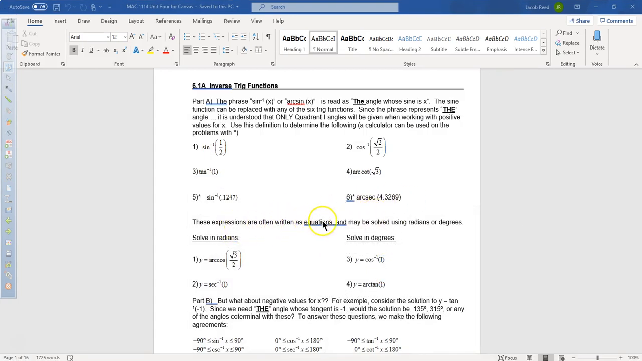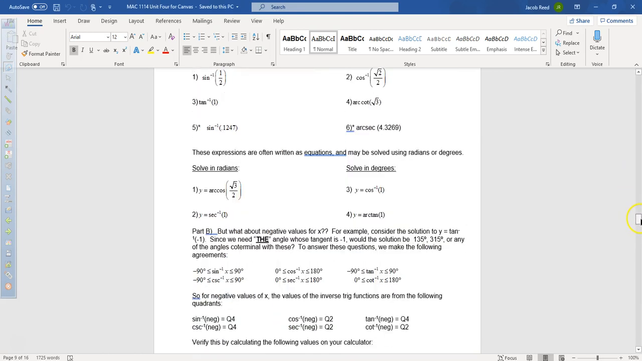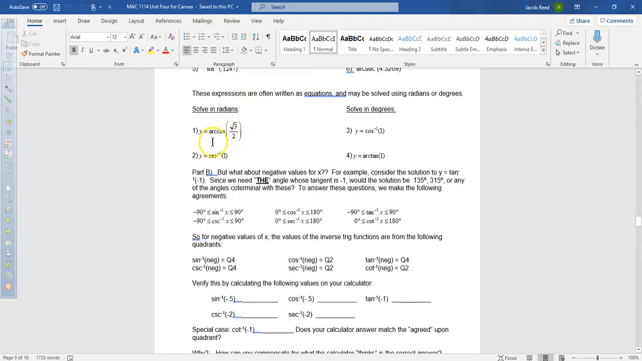These expressions are often written as equations and may be solved. So we can solve these. But yet again, we're doing the same thing. We're trying to find where arc cosine, or cosine, what angle would make cosine be √3/2.